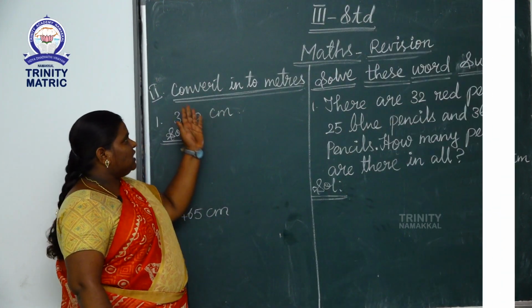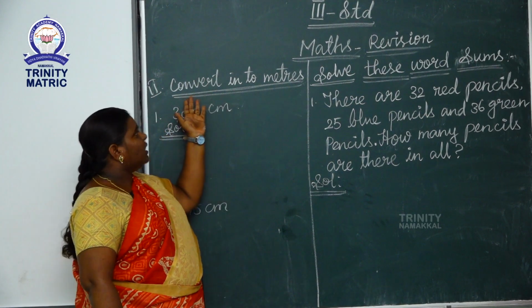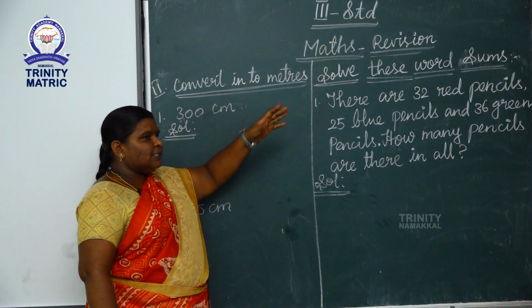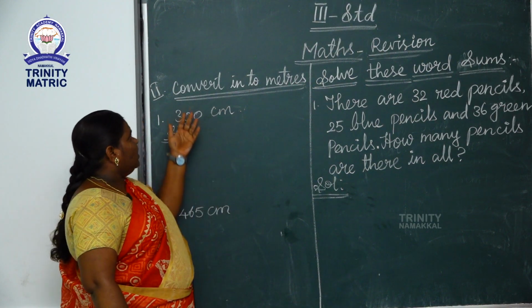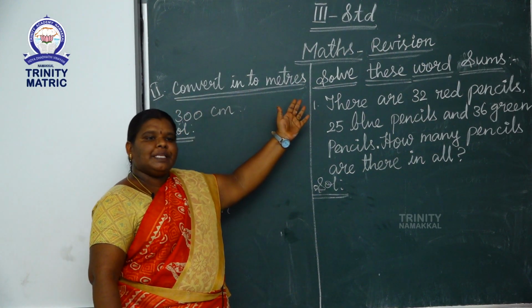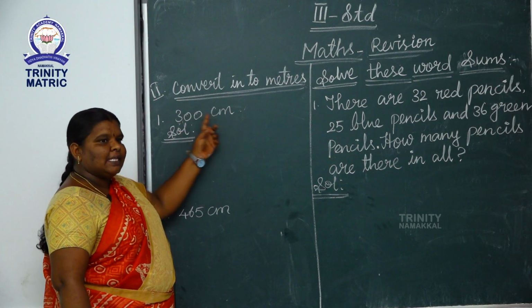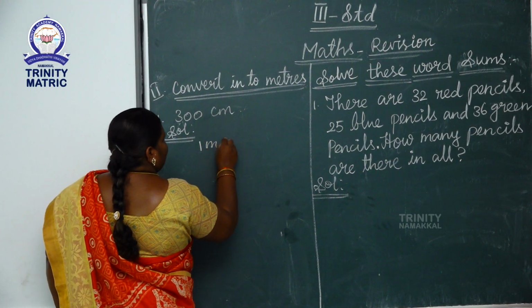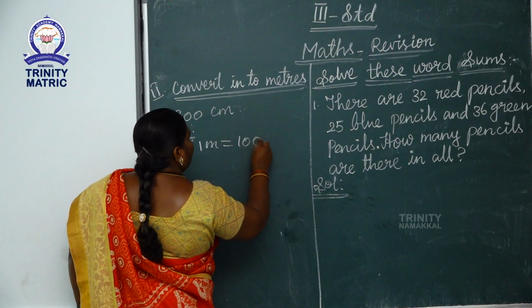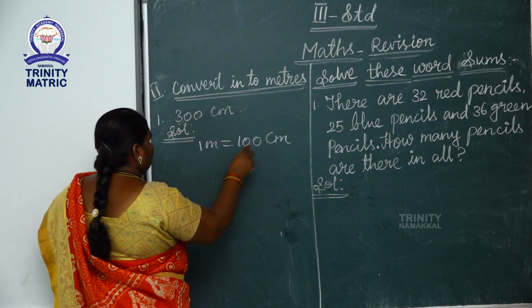Okay, children, we are seeing the next sum. Convert into meters. The previous sum was convert into centimeters. Now we see convert into meters. See the first sum, 300 centimeter. 1 meter is equal to 100 centimeter.